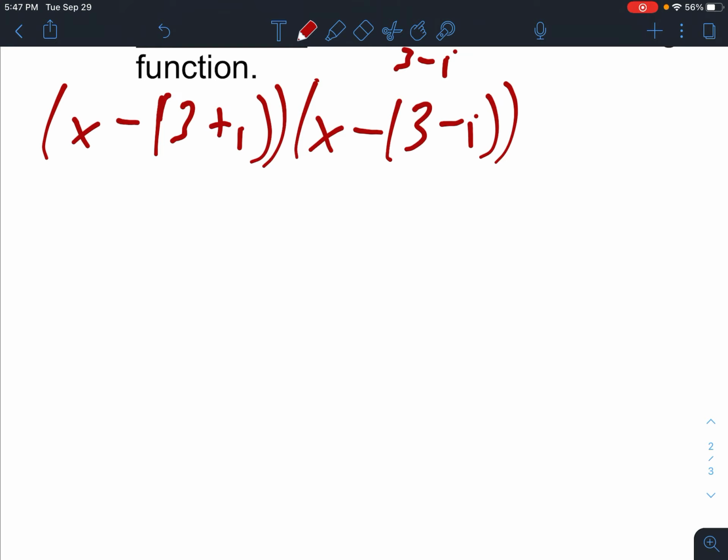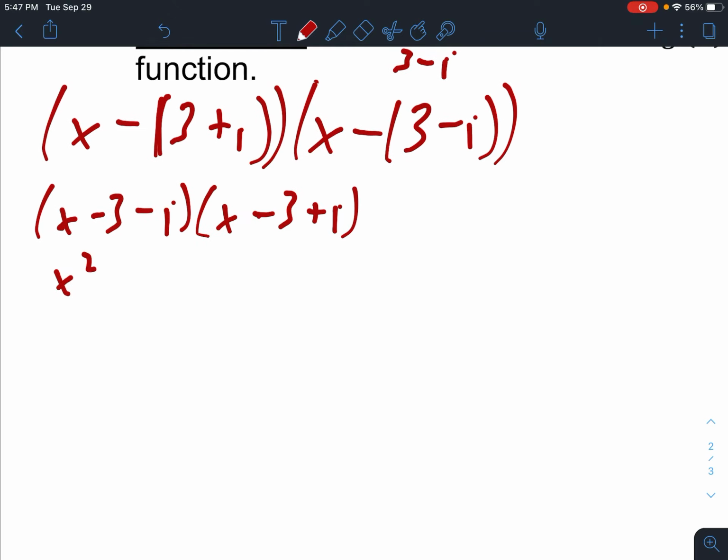So lots of simplifying here. First, I'm just going to distribute that negative sign. Distribute the x to everything. Distribute the negative 3 to everything. And distribute the negative i to everything.